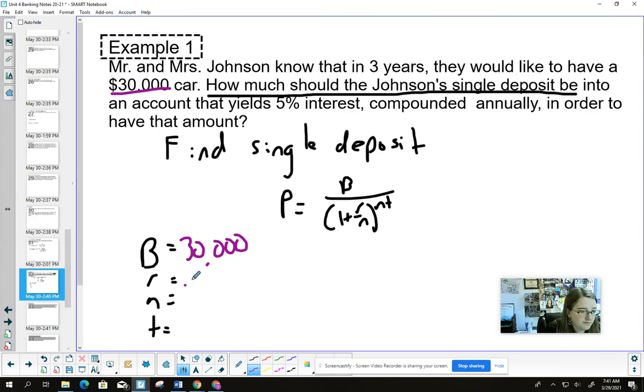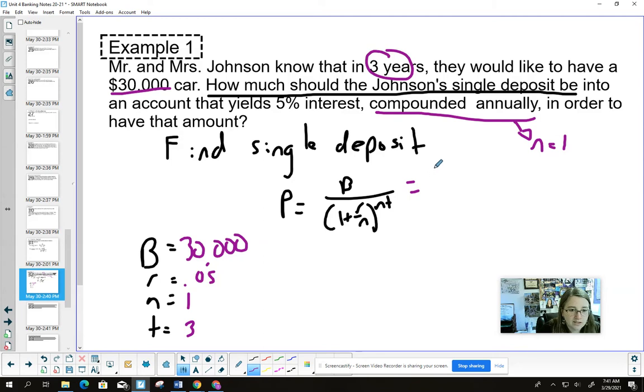R is 0.05, 5%. N comes from compounding. And again, it's how many times in a year is what N equals. So if it's compounded annually, well, that's one time, right? Once a year. Compounded annually means it's going to happen once in that year, so 1. And then T is 3.